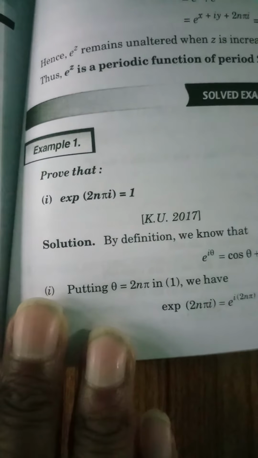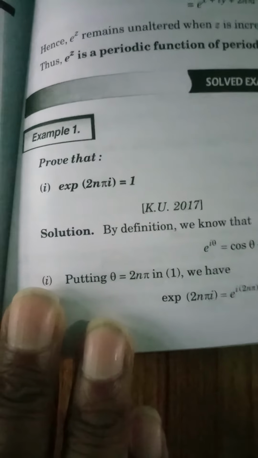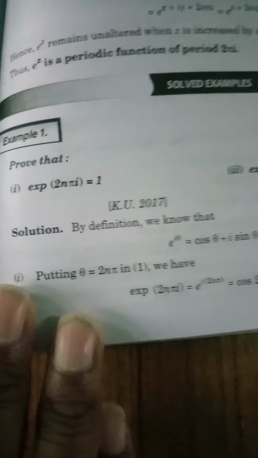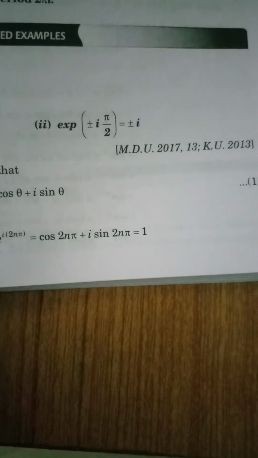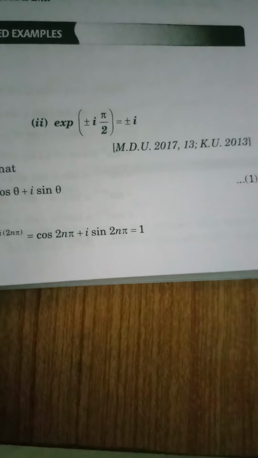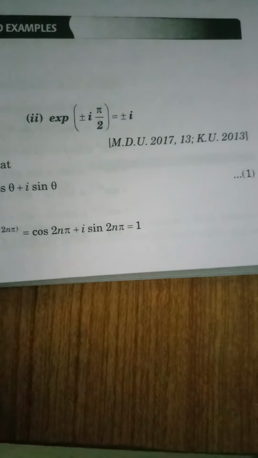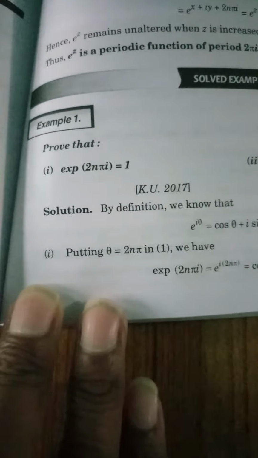Now we will solve some examples based on the above discussion. Example 1: prove that, part 1, e^(2nπi) equals 1, and part 2, e^(±iπ/2) is equal to ±i. These are important from the examination point of view.